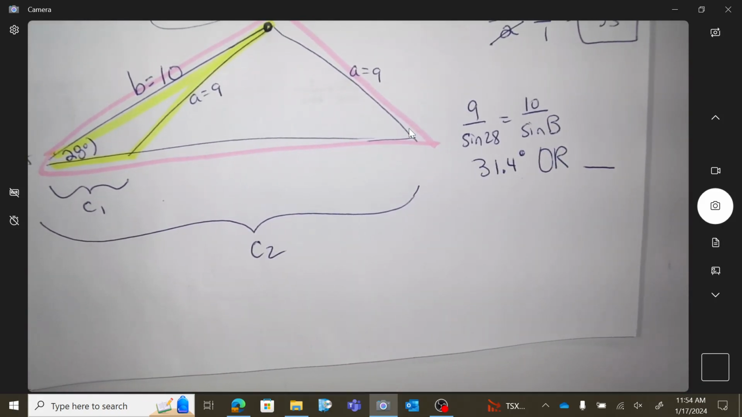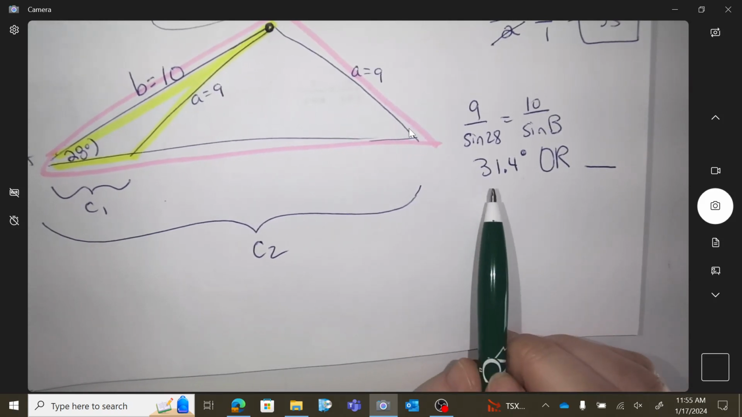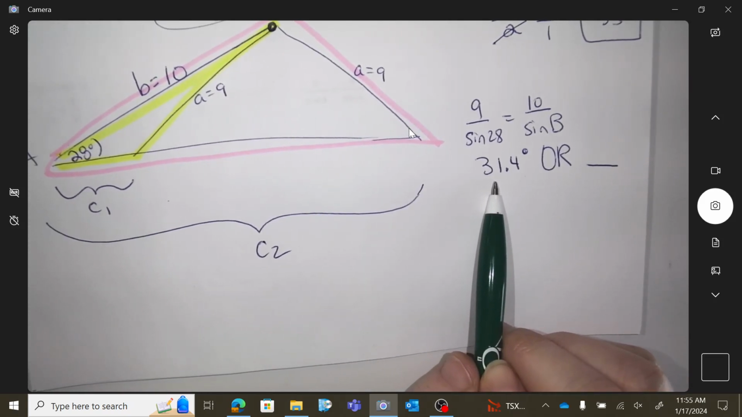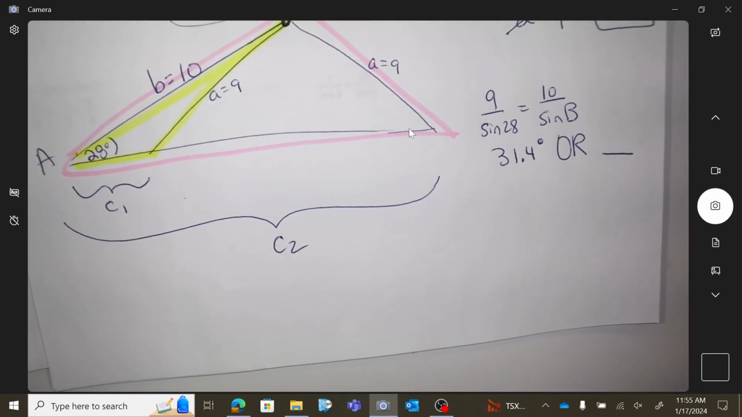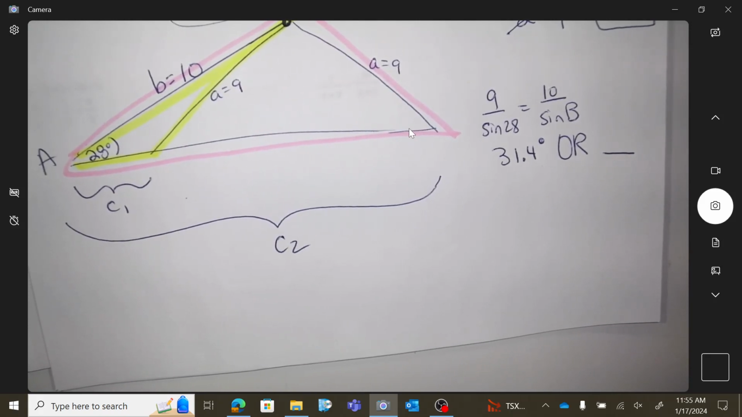Okay, here's what you need to do though. Your calculator will give you one thing, but there's a secret second option. How do we get that secret option? Anybody remember? It's the 180 of it. What's the 180 of that?